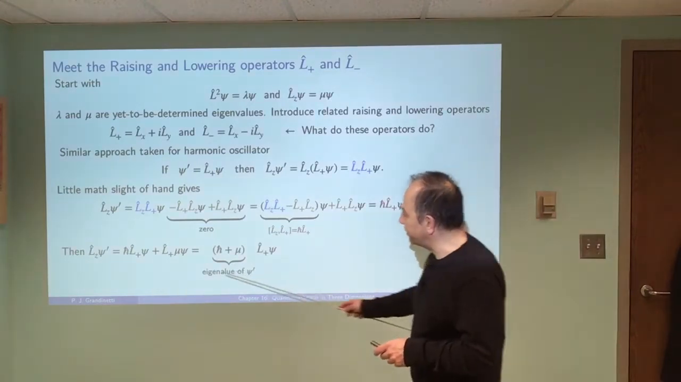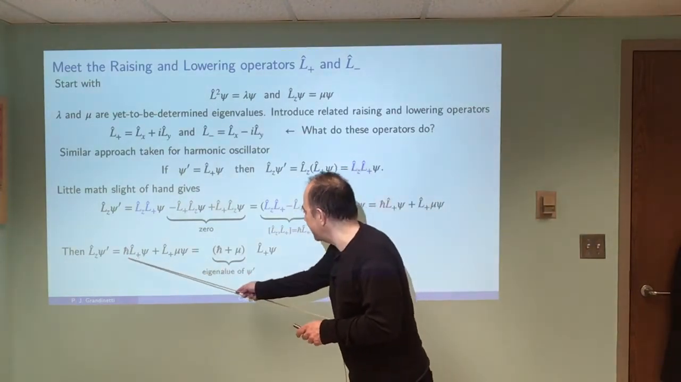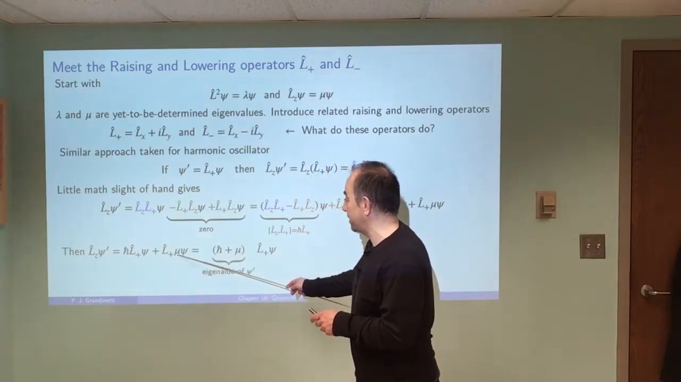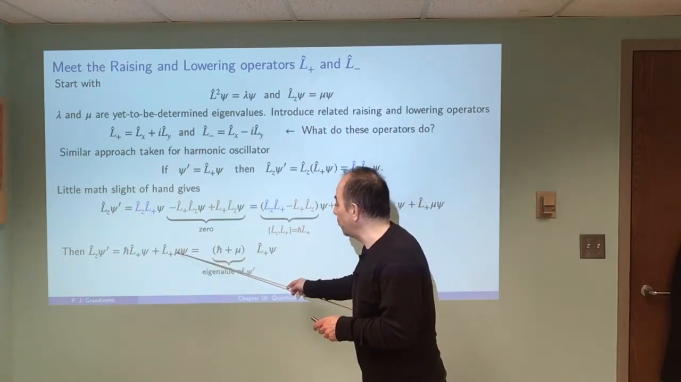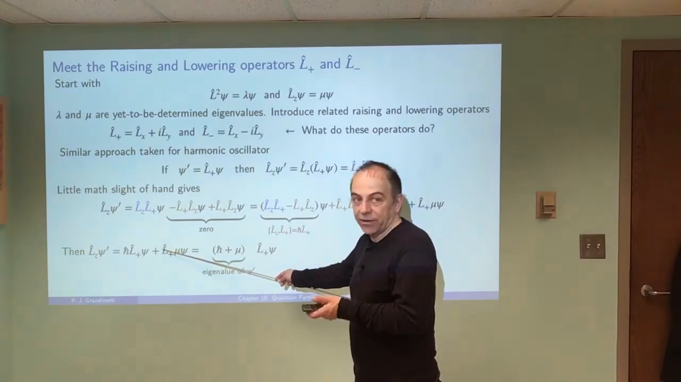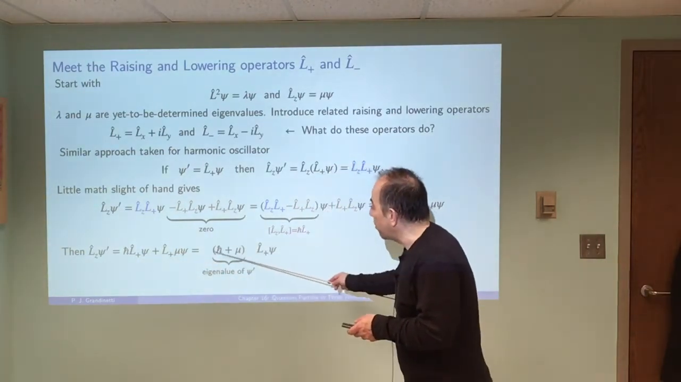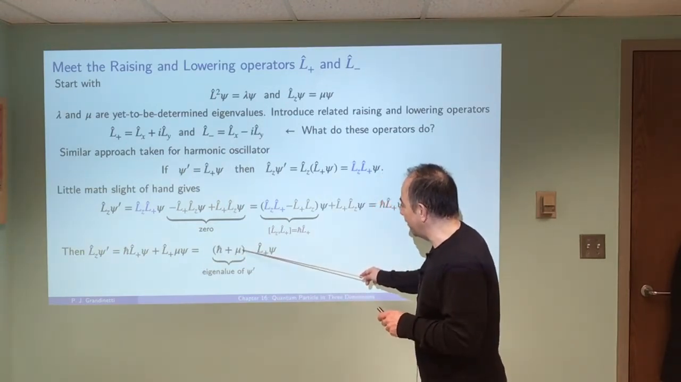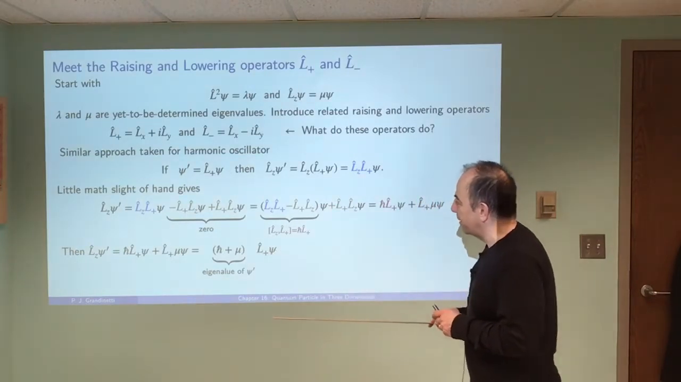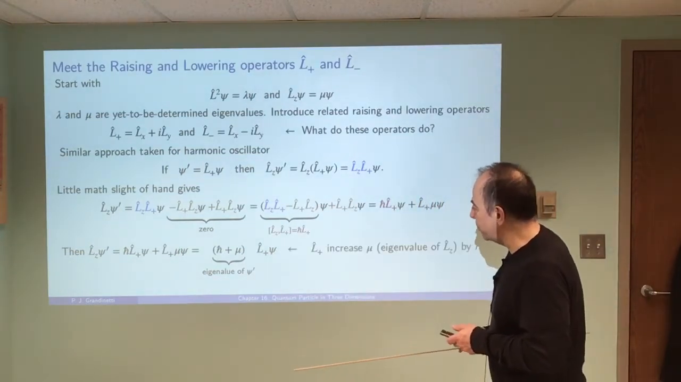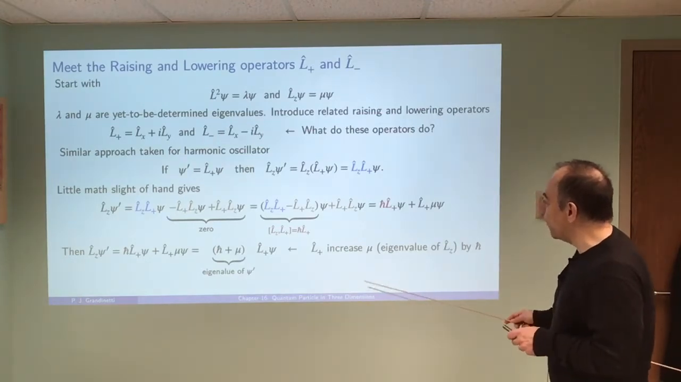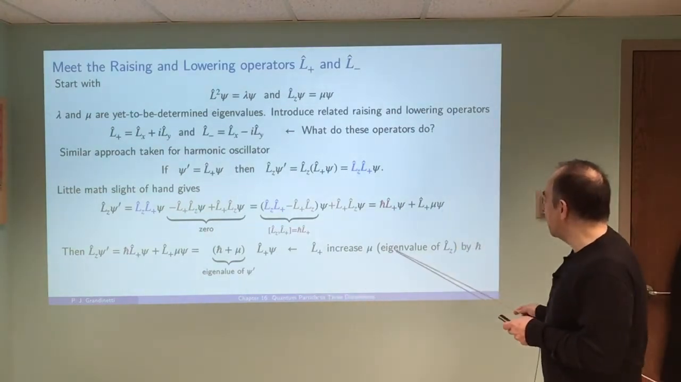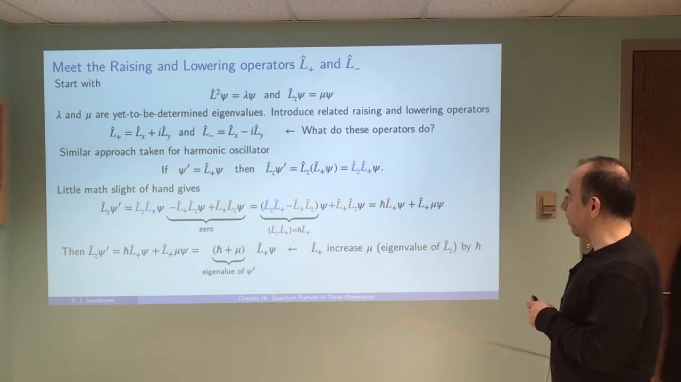If I take that result, I see that I have H bar times L plus on the wave function plus H bar times this eigenvalue on the wave function. I can pull this eigenvalue past the operator because it's just a number, and bring it over here with the H bar. So I now have H bar plus the unknown eigenvalue times L plus on the original function. What did I do? Well, I learned that L plus increases the eigenvalue of psi by 1 unit of H bar.